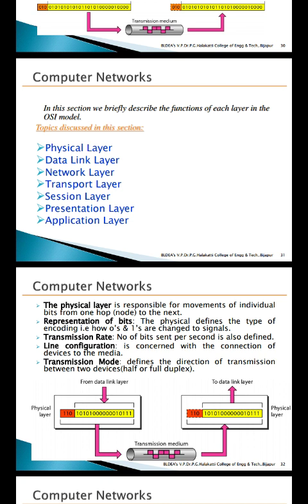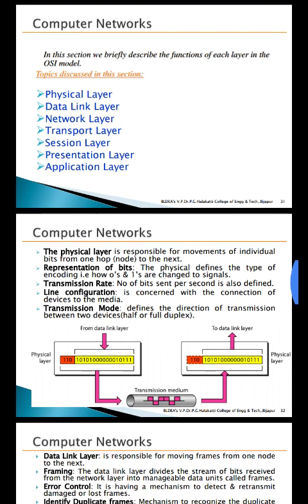It is its responsibility that the bits present in the message received from the upper layer have to be converted into signals and made to propagate. Now, for representation of the bits, the physical layer defines the type of encoding methods, how these bits are changed into signals. There are different methods for converting bits into signals: NRZ, NRZI, Manchester, bipolar. Through these methods the bits are converted into signals and propagated through the physical media.